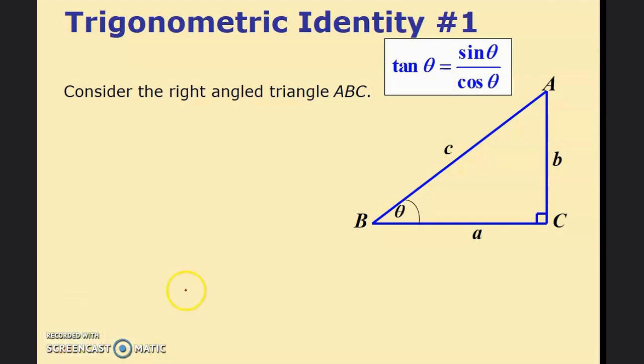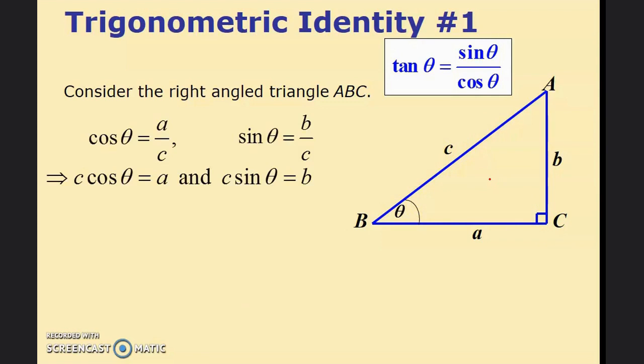As long as it's the standard way, the little c is opposite the big C, and so on. So anyway, what we're going to do is run through a proof of this identity, and then you can see it in action.